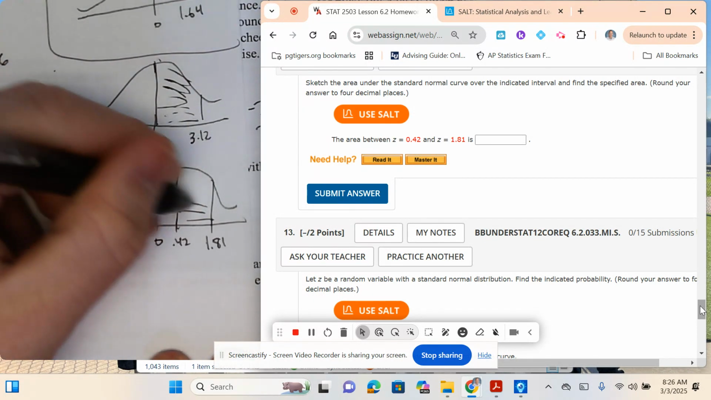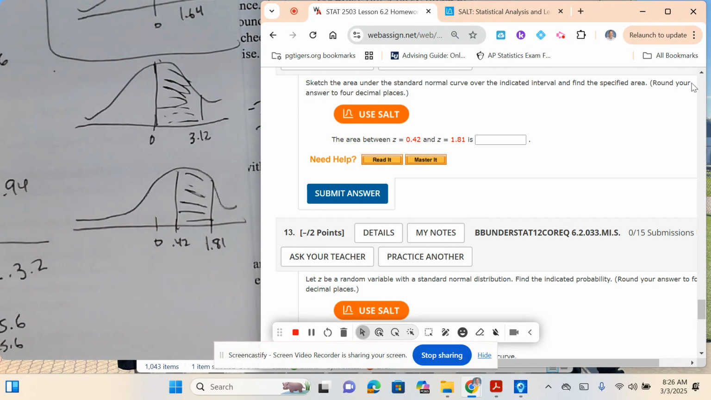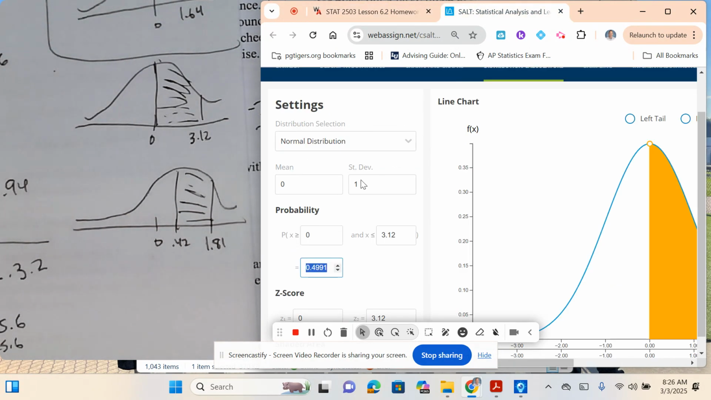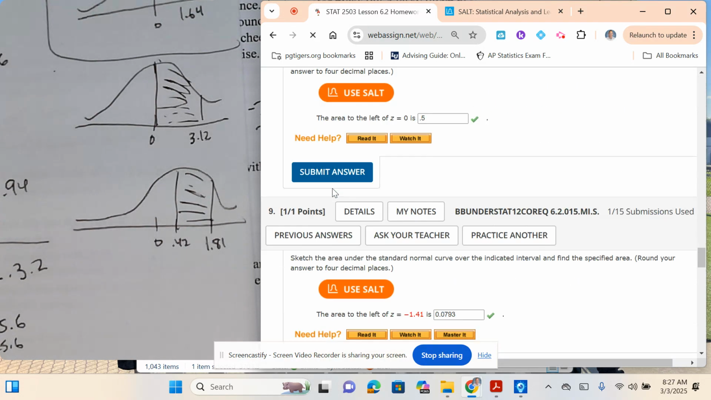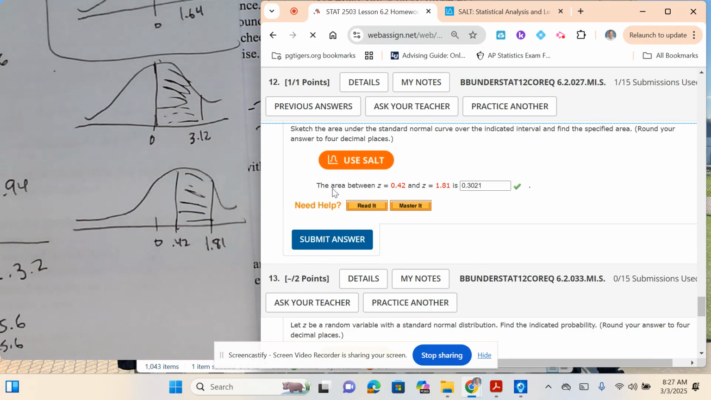As I said, you could just probably a lot easier if you just went straight to SALT and did this. So 0.42, I'm going to keep the between feature selected. 0.42 is my lower bound. 1.81 is my upper bound. SALT's very user-friendly with the normal distribution. So I really like using SALT here. Very user-friendly. I need to round this. So I'm going to have to change this to 1 at the end. Okay, so I'm going to have to round that. Probably had too many of these questions on here, but this is something you're going to use a lot throughout the next little bit.